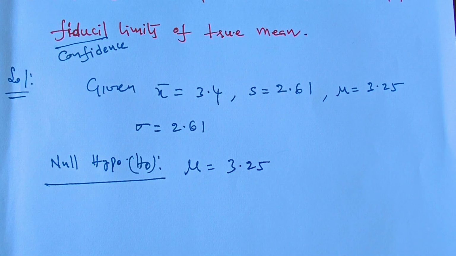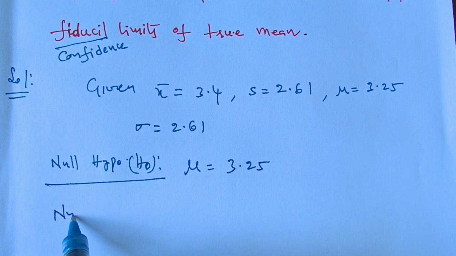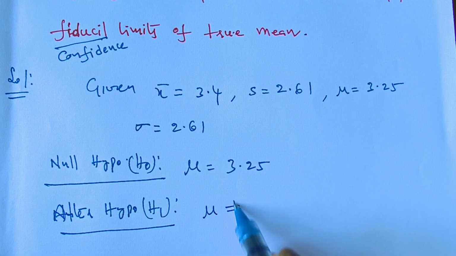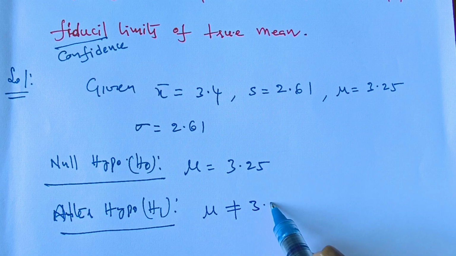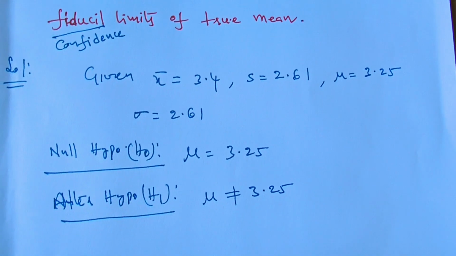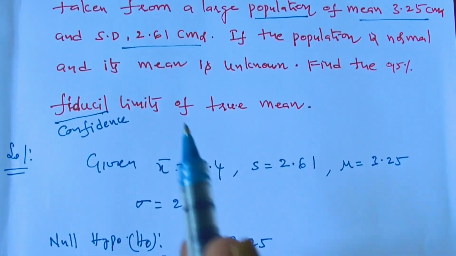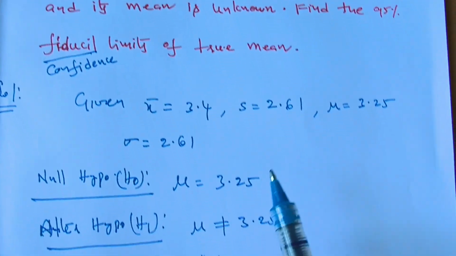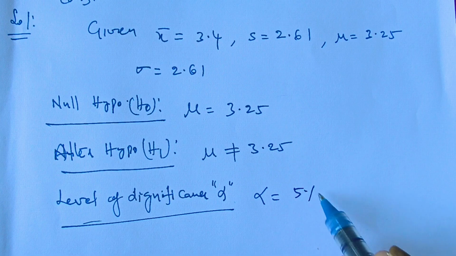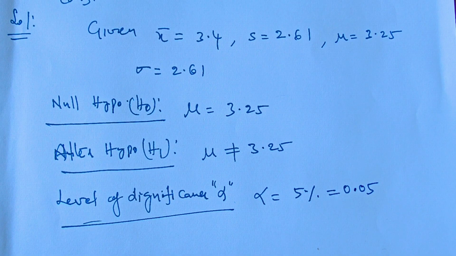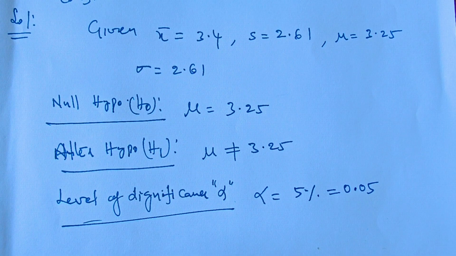In this case, we assume the null hypothesis is that there is no difference, means mu equals 3.25. Alternative hypothesis H1 can be assumed as complementary to the null hypothesis, that is mu not equal to 3.25. And the level of significance alpha is not given in this problem, so we assume level of significance alpha as 5%, that is equal to 0.05.